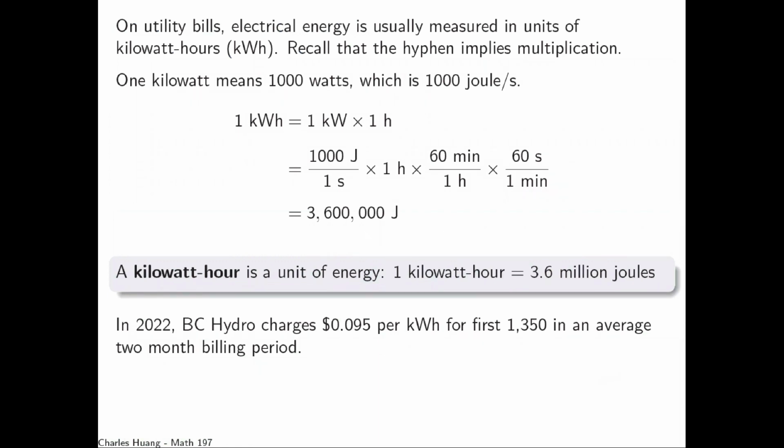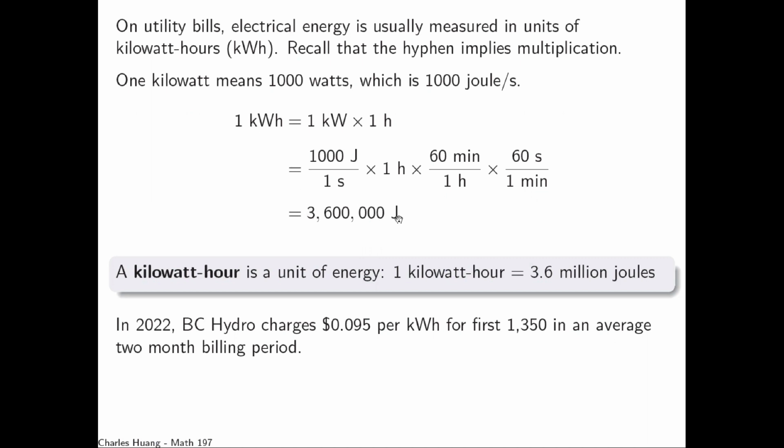Now, the bills that we get for electricity, the amount is calculated in kilowatt hours. Just to quickly show you, not kilowatt per hour, kilowatt hour. Kilowatt hour is kilowatt times hour, and kilo means 1,000. So that means 1,000 joules per second. If I multiply them together, that means it's 3.6 million joules. So it's another unit of energy.